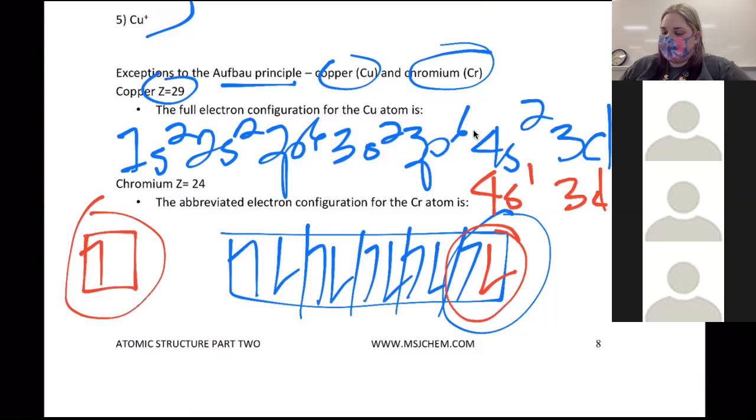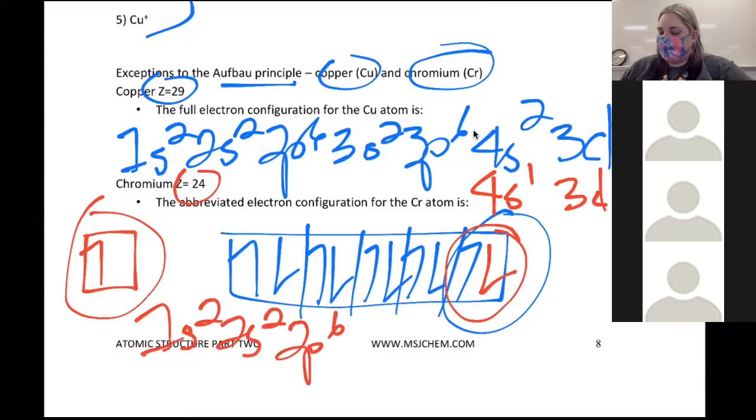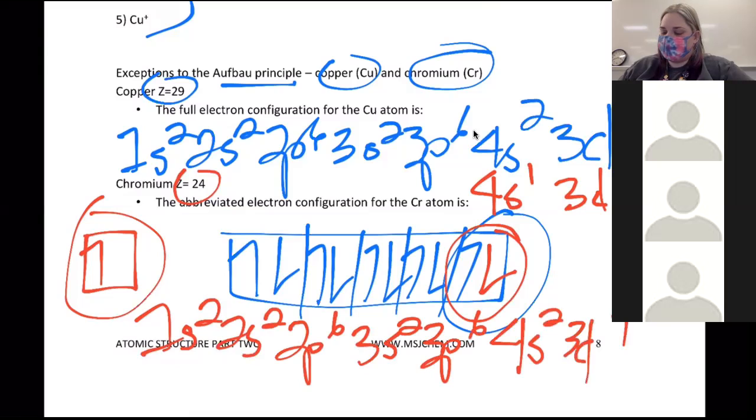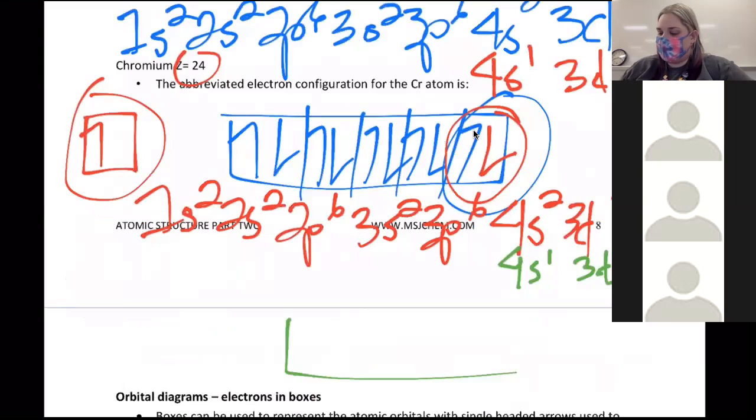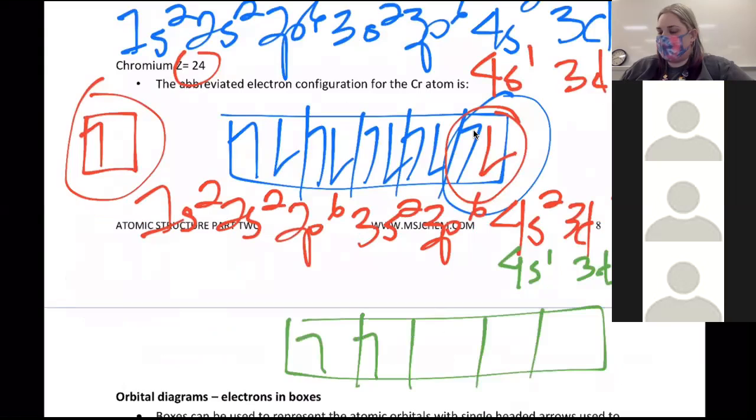Chromium, same thing. It's got 24. So it'll be 1s2, 2s2, 2p6, 3s2, 3p6, 4s2, 3d4 is what you would think it would be. But again, it doesn't do that. It half fills the 4s, so it gives 4s1 and 3d5, because similar to copper, for the 3d, it's better for all 5 of its orbitals to have 1 electron than for that last one. If you only had 3d4, that last orbital would be totally empty.